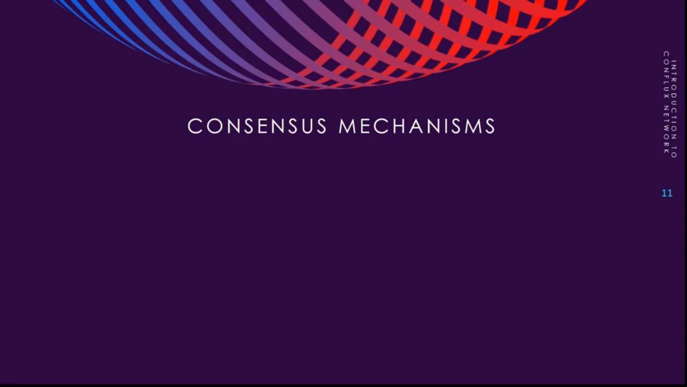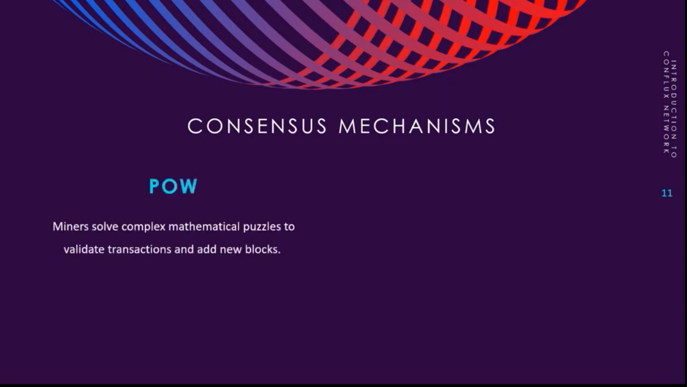Now let's talk about consensus mechanisms. First, we have proof of work, which is the best known because of Bitcoin, probably. But we all know that proof of work works. We know it's reliable and secure.